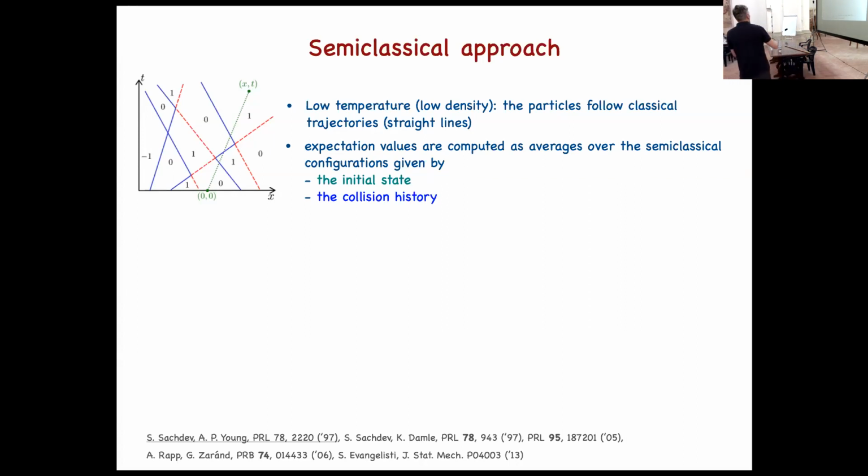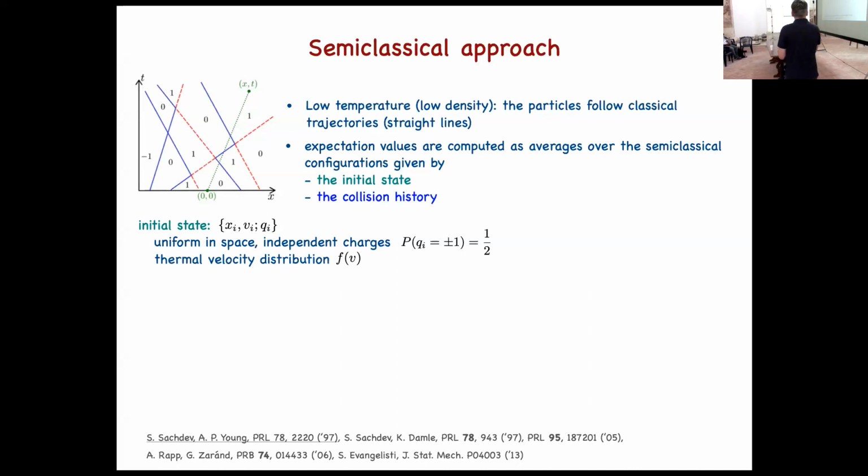Okay, so don't worry about these numbers. I will explain them in a minute. But these colored lines want to illustrate these semi-classical paths of particles. So time flows vertically. These semi-classical configurations or histories are fixed by the initial state and the collision history. So let's see. First, the initial state. Well, the initial state is easy. I put particles uniformly in space because I have translational invariance in this case. I assign charges or internal degrees of freedom independently, and I assume some thermal velocity distribution for these particles.